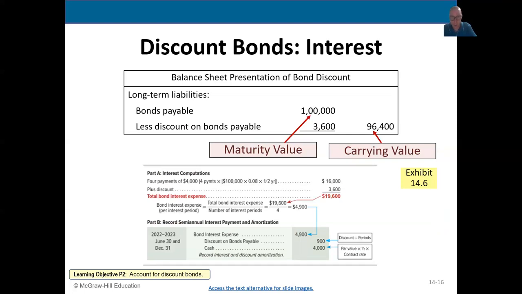So we find the payment amount, which is face value 100,000 times the interest rate 8% times time half a year, 4,000. The four payments of interest, $4,000 per payment, okay? We add discount amount in, $3,600. That means we'll end up paying a total interest expense of $19,600. We divide that by the four payments to get $4,900 every 6 months. So in reality, the bondholder is receiving an additional $900 of interest every 6 months. That's why discount bonds are attractive to bondholders, not necessarily the company.